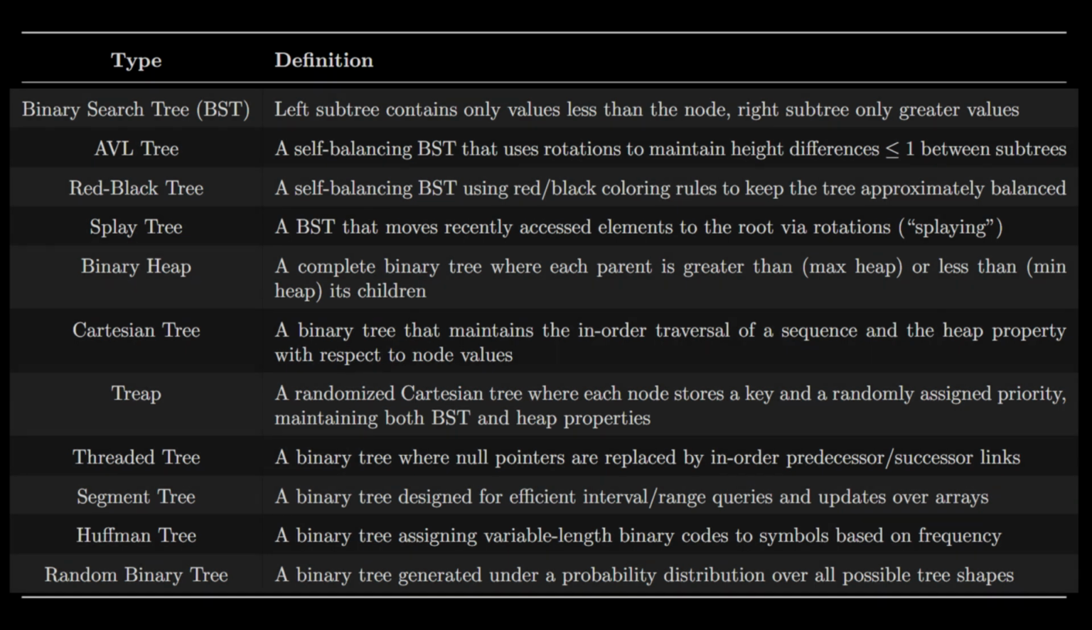And finally, a random binary tree typically refers to a binary tree generated according to a probability distribution over all possible tree shapes with a given number of nodes. The term can also describe a binary tree formed by inserting nodes in arbitrary order without strict balancing or ordering rules.